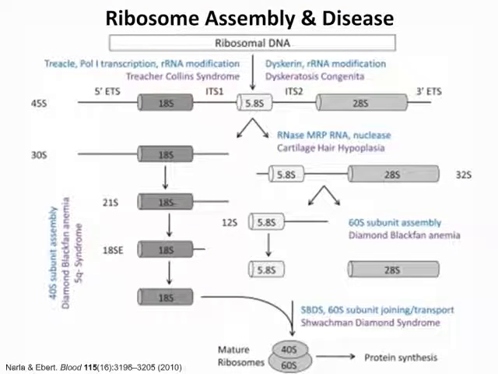So here, still part of your learning objective, just know which diseases can cause what. So Diamond-Blackfan anemia might cause problems in the 60S subunit assembly. It may also cause problems in the 40S subunit assembly, shown on the very left. Treacher Collins syndrome might have problems with rRNA modification, polymerase 1 transcription, etc. So be familiar with those.